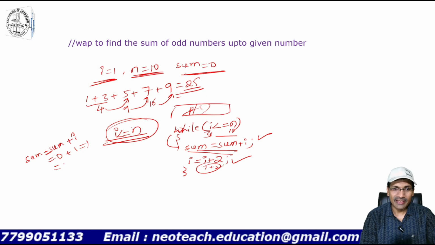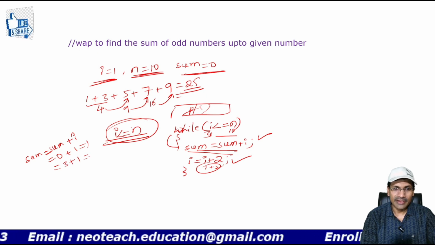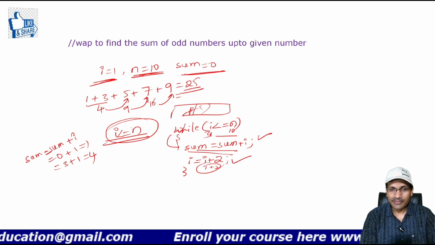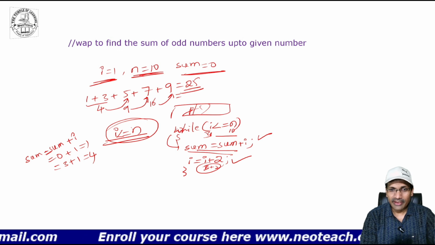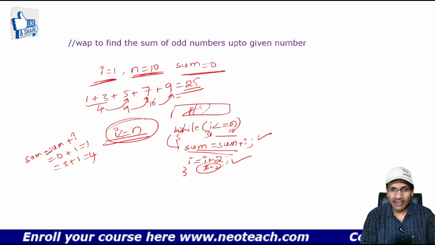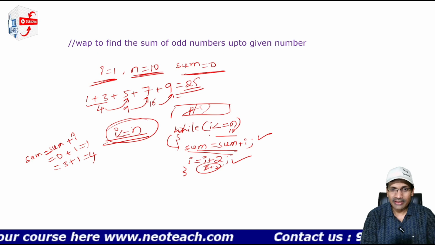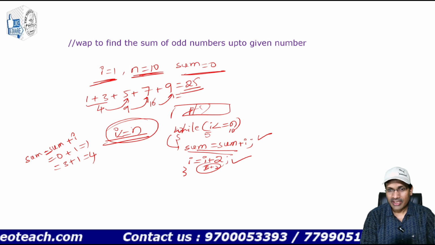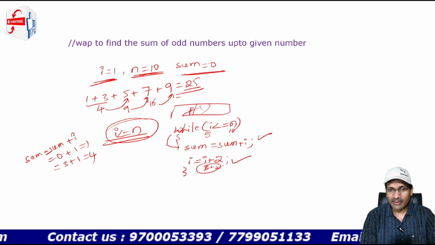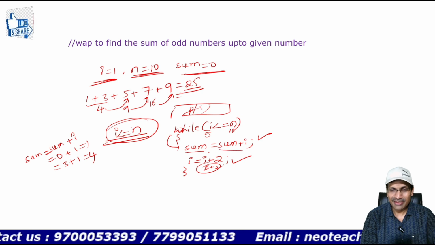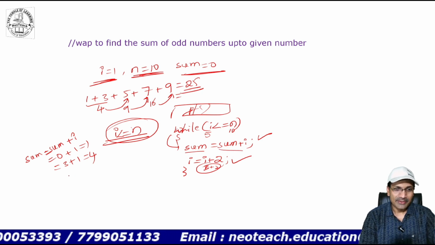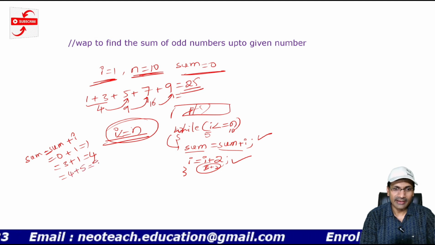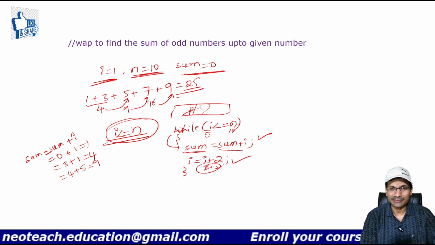Sum equals sum plus I. So 3 plus 1, it's 4, right? Again 3 plus 2 is 5, and the 5 is going to check the condition. 5 less than or equals to 10, condition satisfied. So when the condition is true, one more time it enters into the block and executes sum plus I. The sum we already know is 4, and 4 plus 5, that value 9 is now stored into the summation, right?